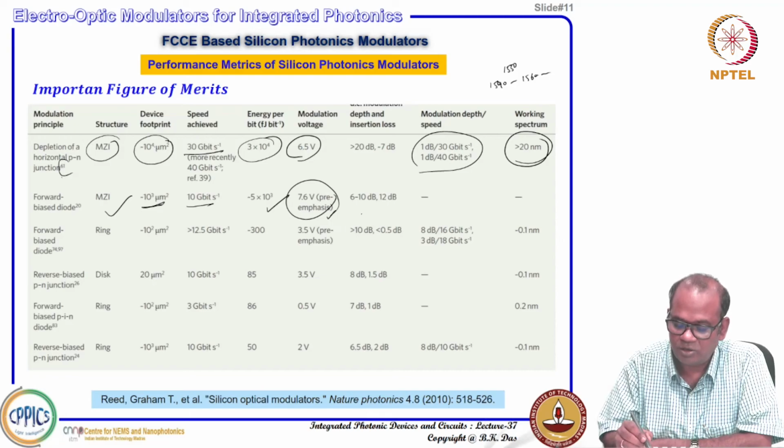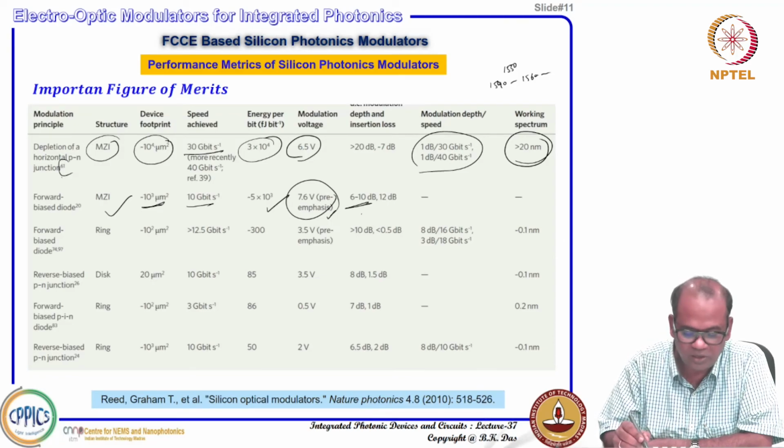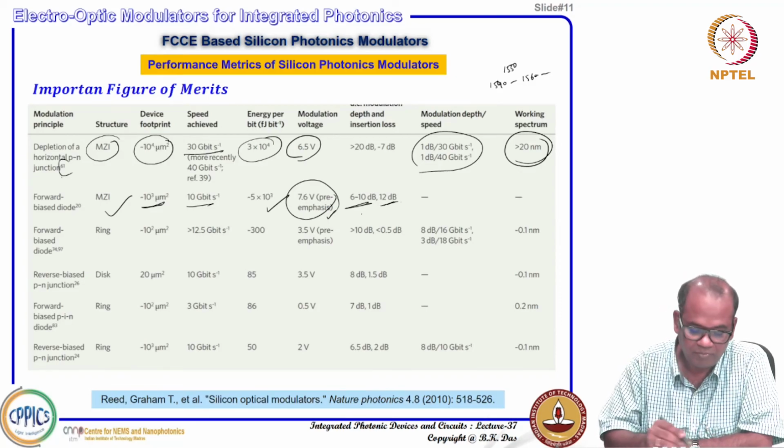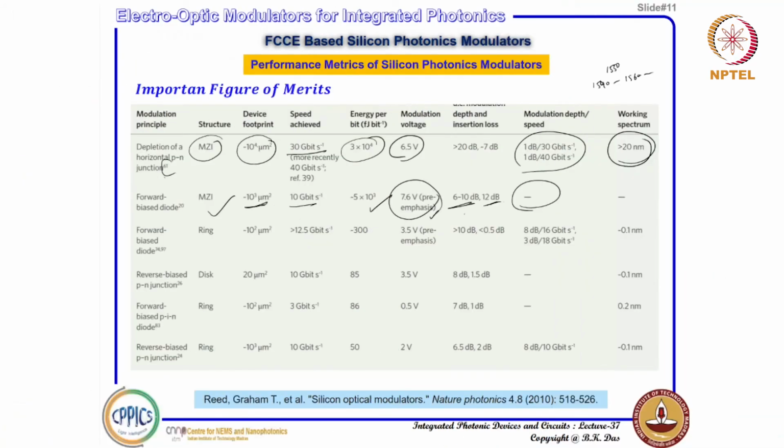And again the modulation depth is 6 to 10 dB, that's good enough, and 12 dB is the insertion loss, so that's a very large amount. I think modulation depth per speed is not actually given here.